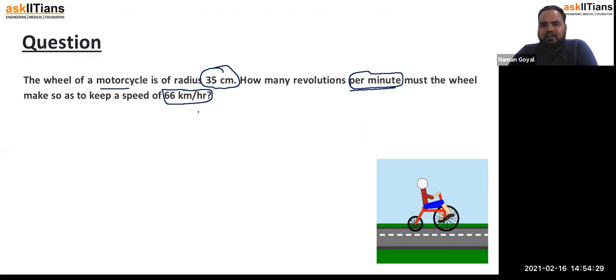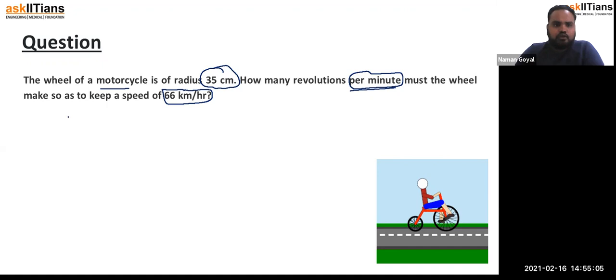So we find out how much distance we have to cover in 1 minute, meaning the distance the motorcyclist wants to cover. If we get that distance, then we can divide it by what? The circumference of the wheel, isn't it? And once we do that, we get the number of revolutions. So what we want to do is find the distance covered in 1 minute.